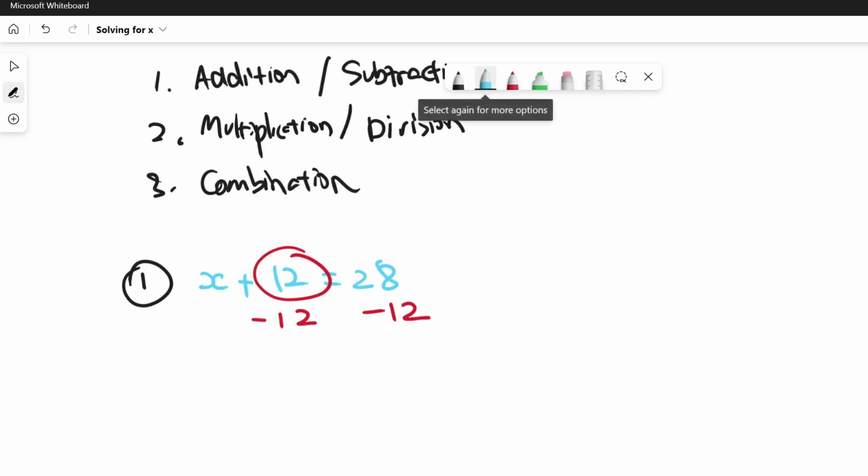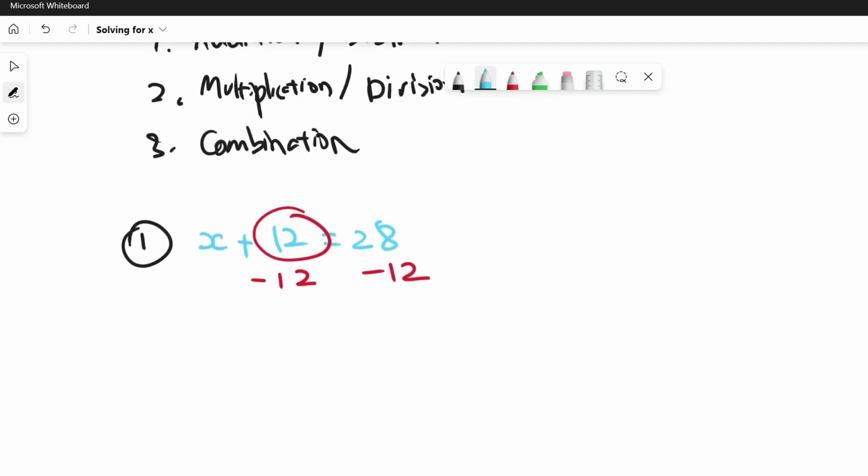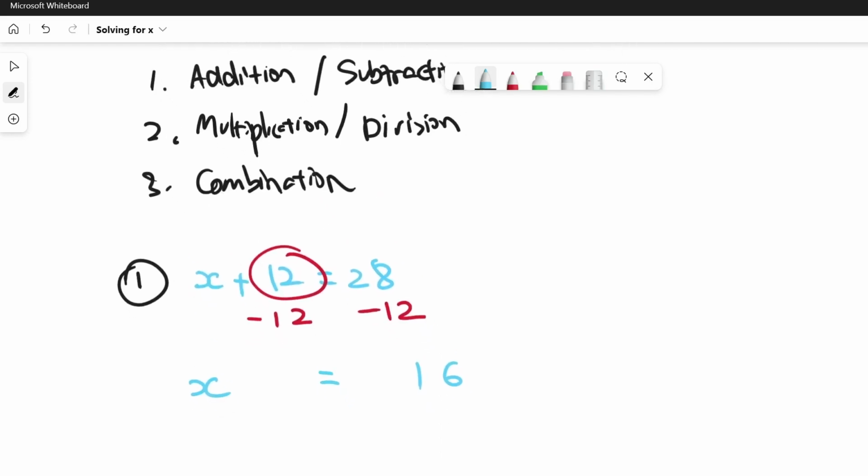You can think of an equation like a scale almost. So whatever you do to the left-hand side, you do to the right-hand side. So now we've got x plus 12 minus 12, which is 0, equals 28 minus 12, which is 16. So now we have x on the left-hand side by itself, and we have whatever number is on the right-hand side, in this case 16. So we've solved for x.